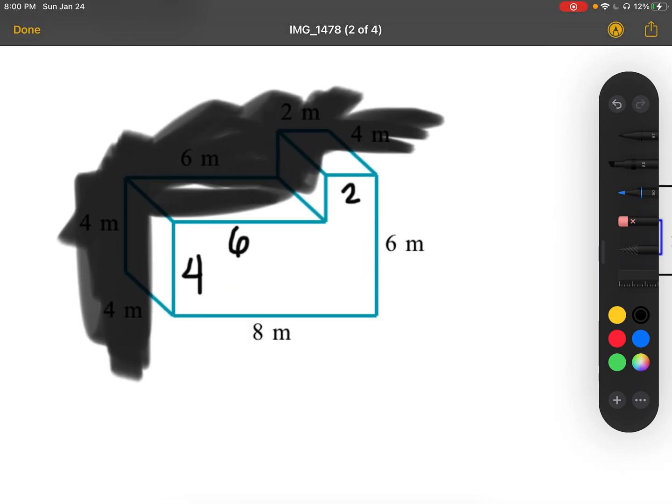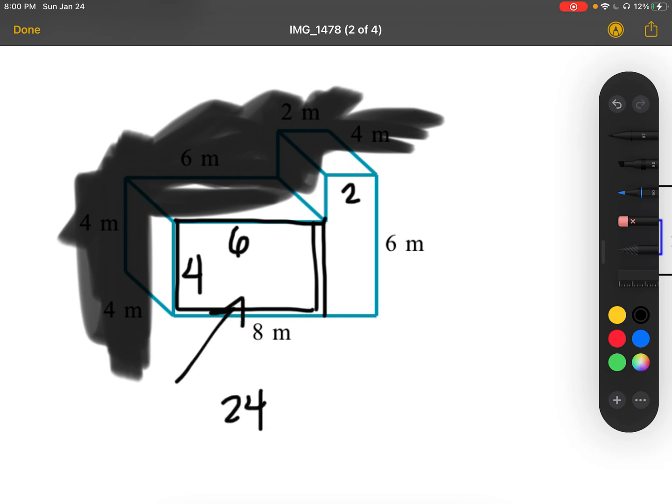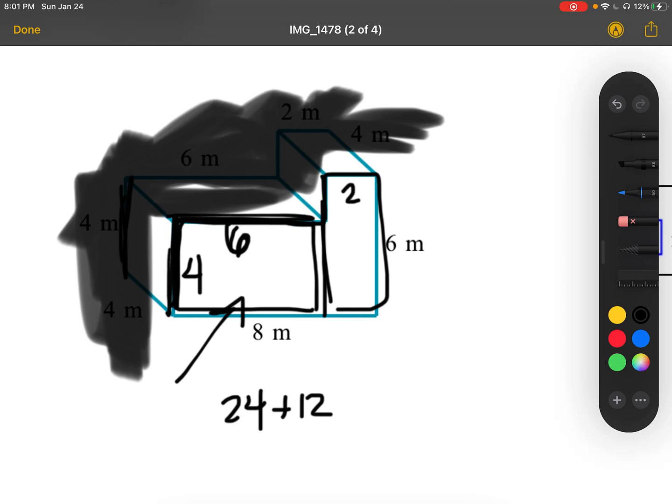Okay, so if you have this shape, right? You would cut this into two shapes, right? So you would say, okay, the area of this piece, this rectangle, is 24, and then the area of this piece is 12. And then you would add it together. I got that from this side is 4, right? This height is 4, and this right here is 6. And then this height is 6 right here, and this part right here is 2.